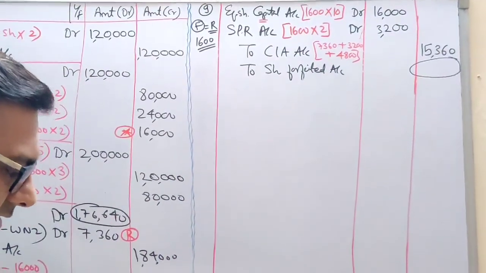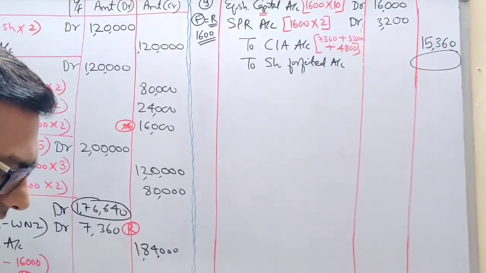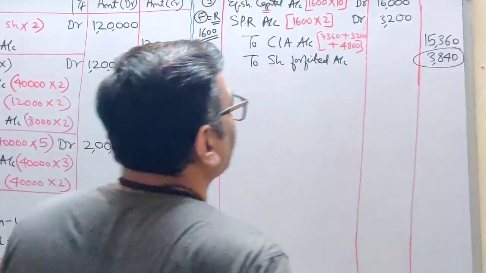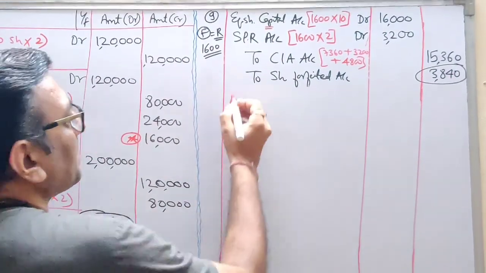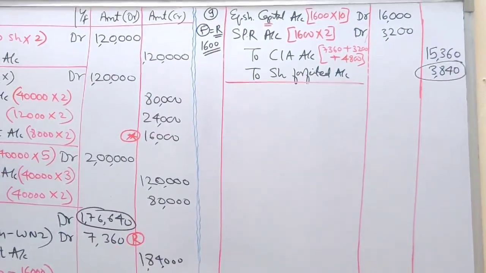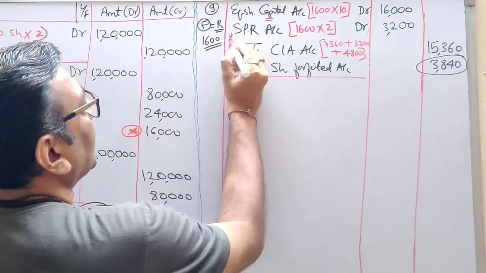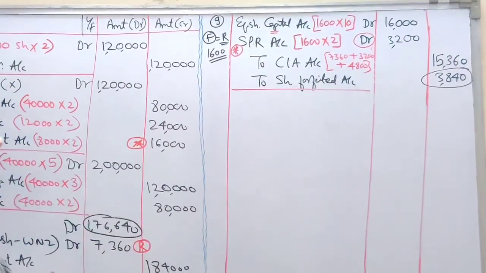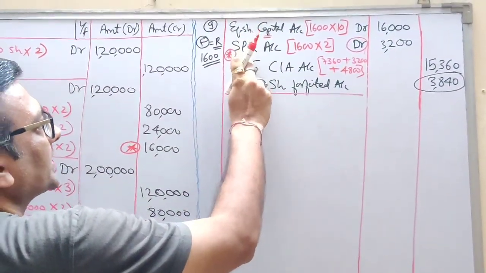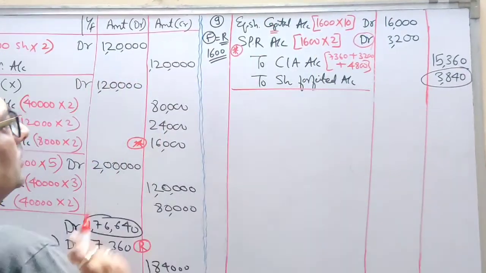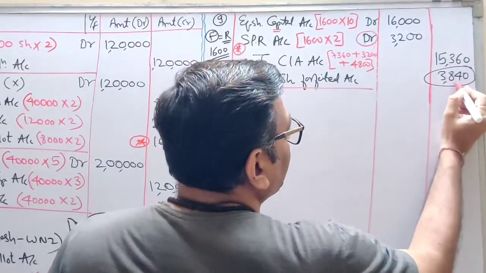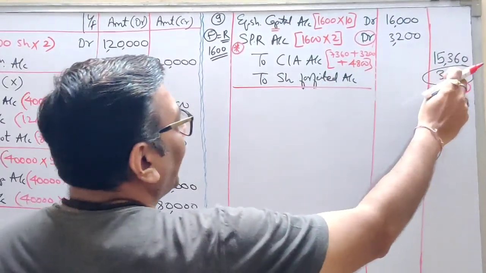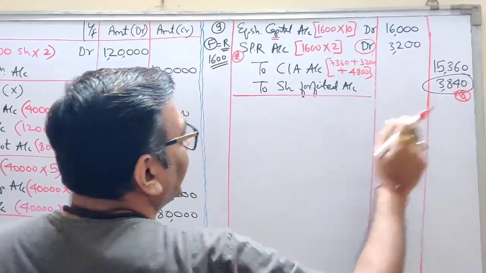16,000 minus 3,200. It is 3840. So this is our entry for forfeiture. So remember students, whenever premium is not received, you have to debit premium account also. If premium money is not received, you have to debit premium account also. And I call this value as A. Balancing value in forfeiture, I call it as A.